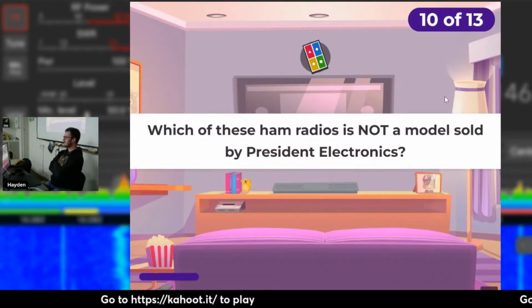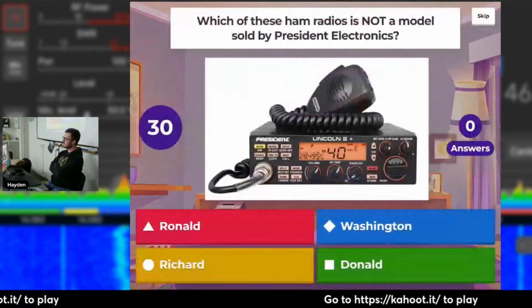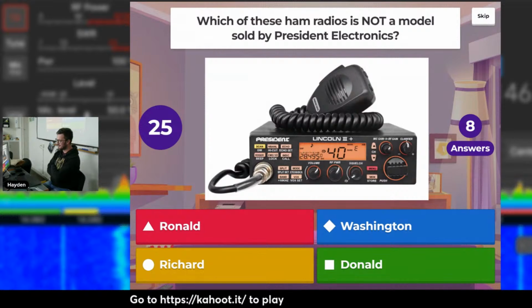Next question. Which of these ham radios is not a model sold by President Electronics? Is it the Ronald, the Washington, the Richard, or the Donald?